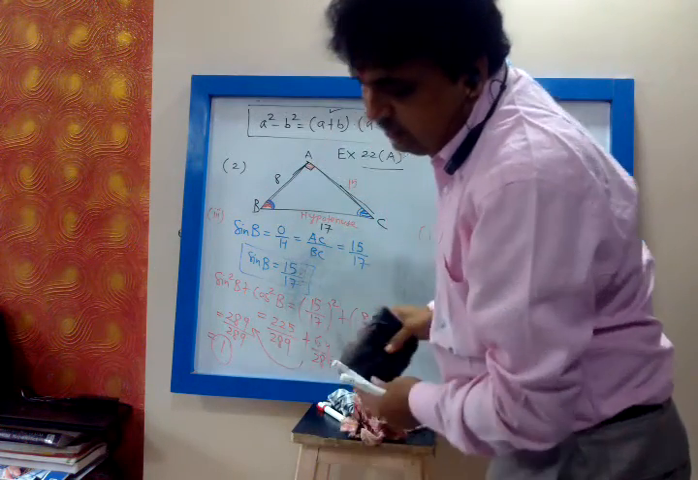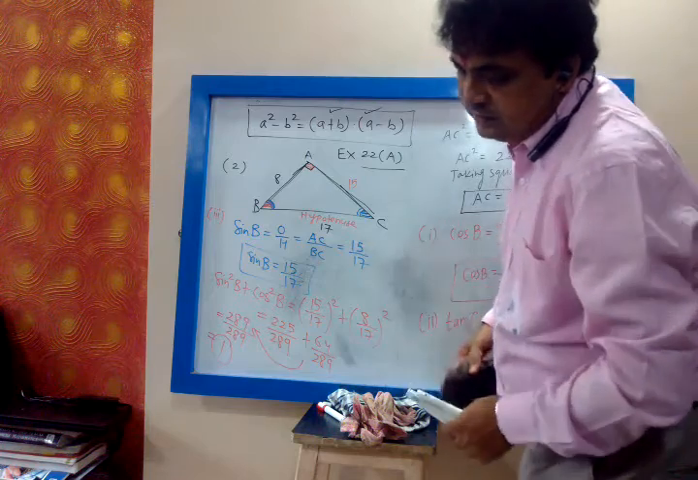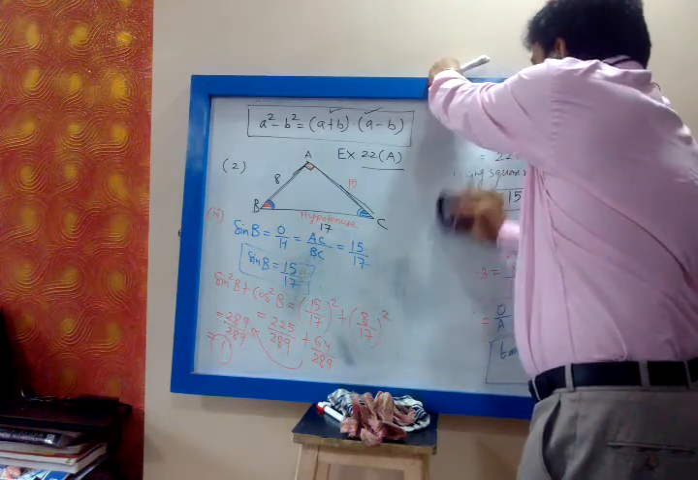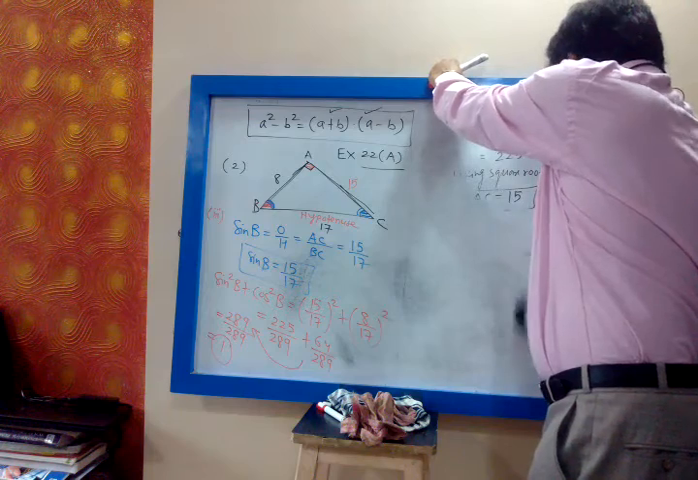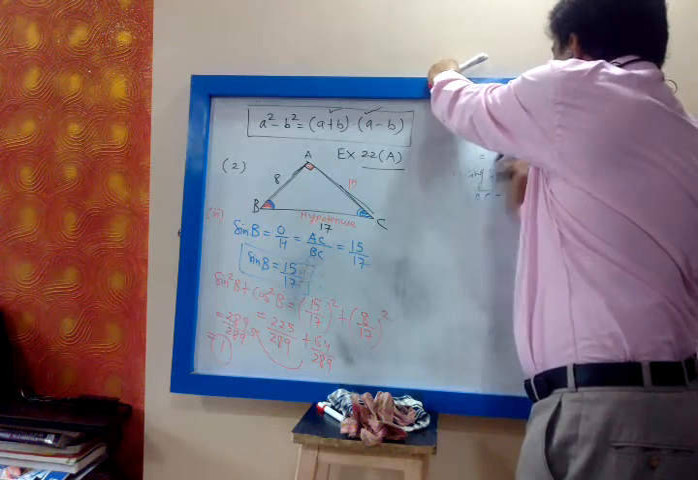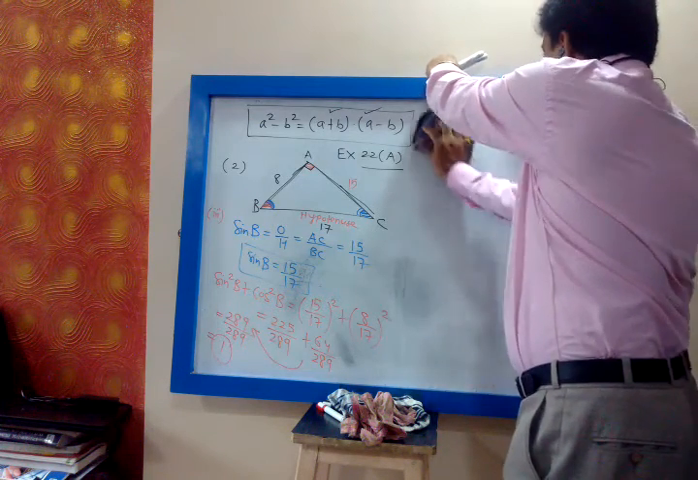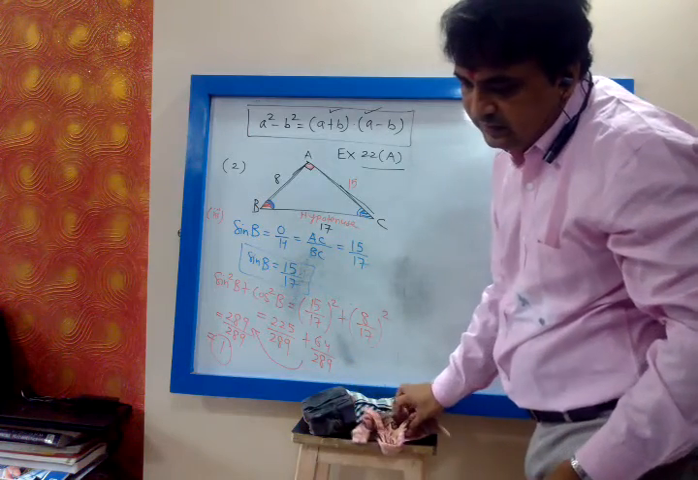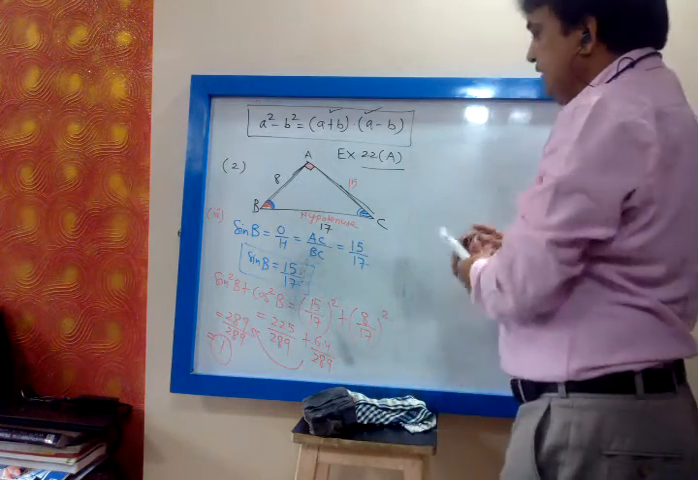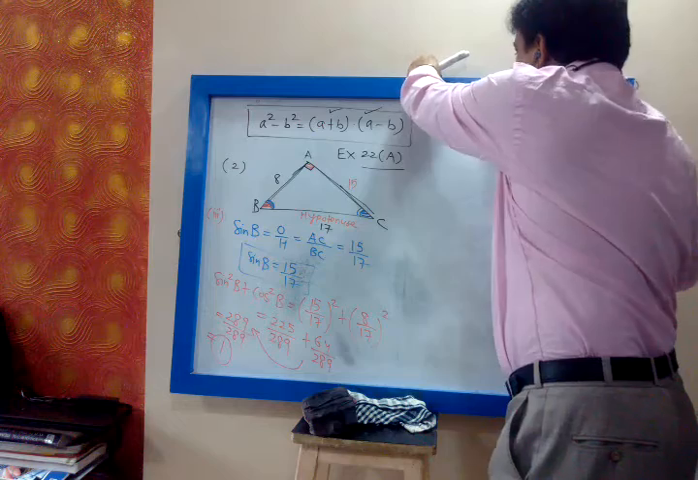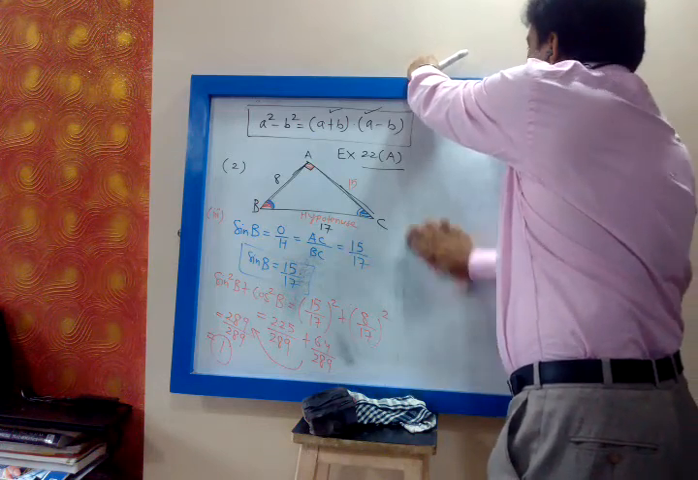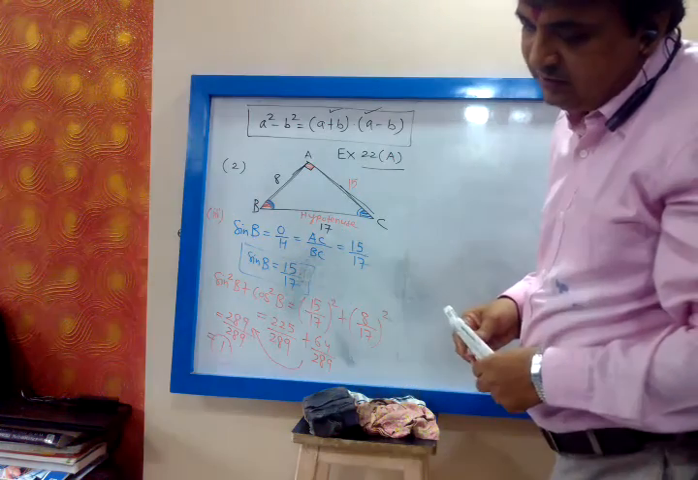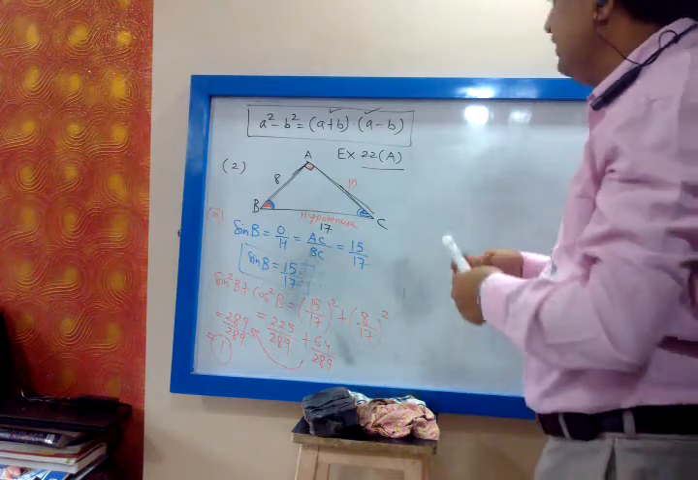Then sin B cos C plus cos B sin C. Find out sin B cos C plus cos B sin C. Okay, sin B and cos B we have found. Now which is left? We have the value of sin B and cos B. Now find cos C and sin C.